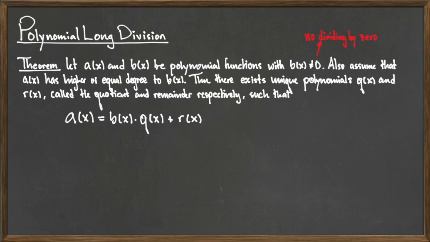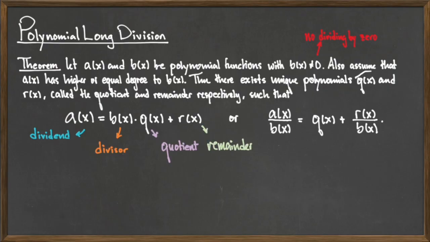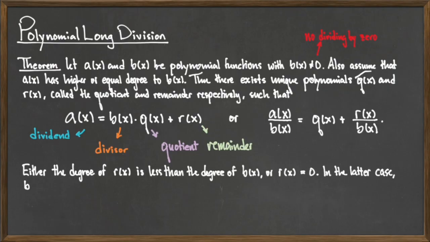And I'll even go a step beyond that. I can actually write a divided by b as q of x plus r of x divided by b of x. And like I said before, we're going to get very similar words and notions. So in this case, a of x is the dividend, b the divisor, q of x the quotient, and r of x the remainder. In terms of the remainder, we have two possibilities. Either the degree of the remainder is less than the degree of b of x, or r is just equal to 0 itself. In the latter case, we see that b would divide evenly into a of x.